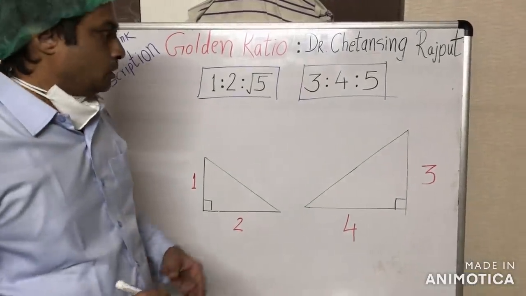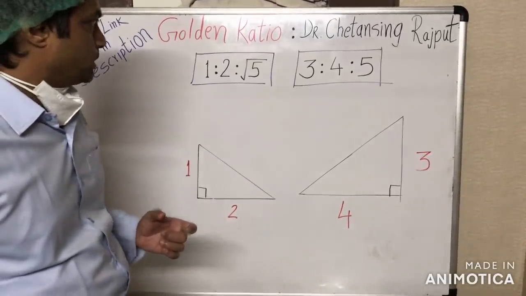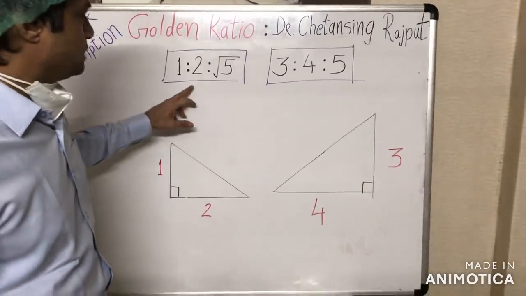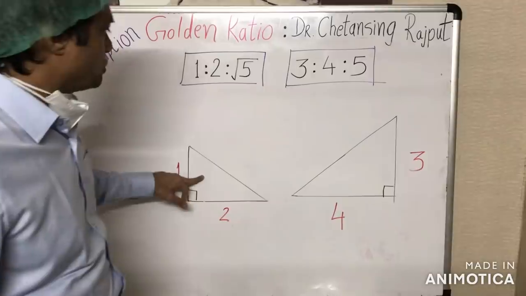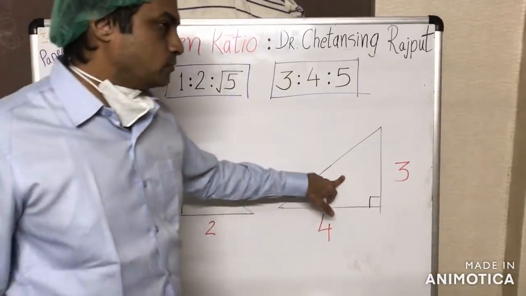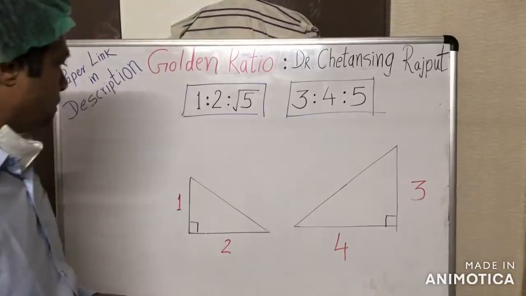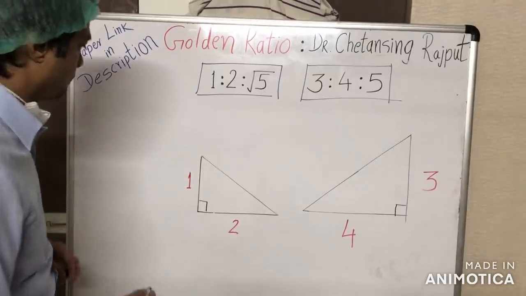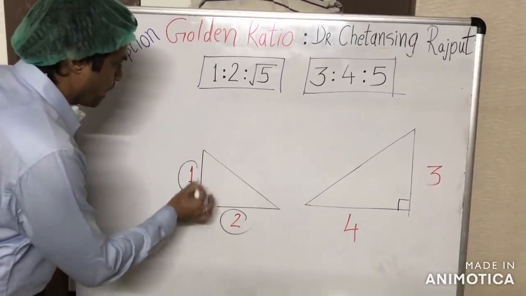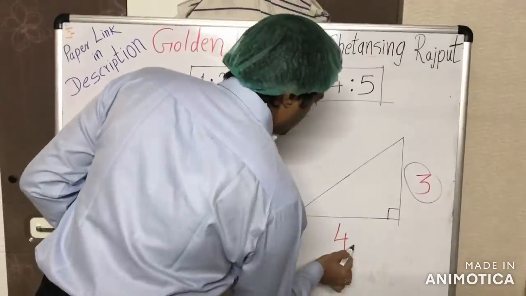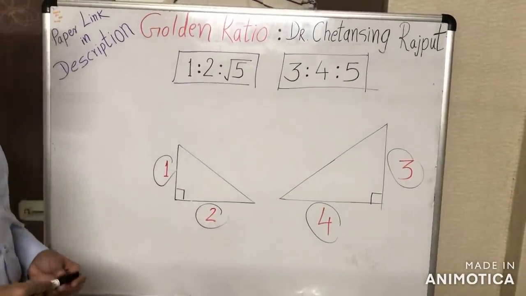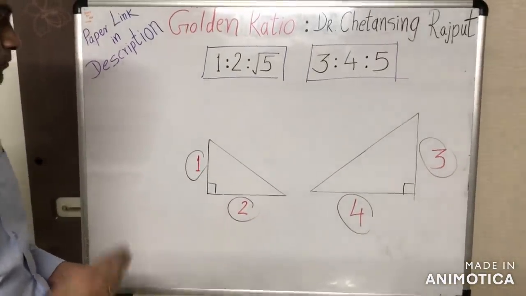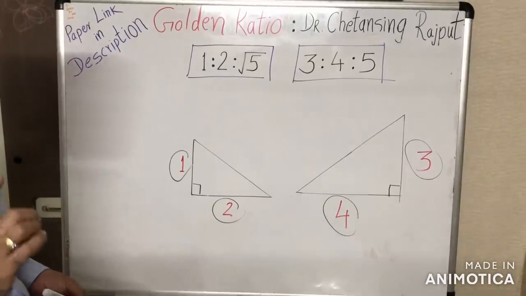Hello. Here, I just want to mention a couple of things regarding the classical geometric relationship between these two triangles, the 1, 2, root 5 triangle and the 3, 4, 5 Pythagorean triple. Look at the catheti of these two triangles: 2, 1, 3 and 4. These are exactly the first four Lucas numbers, the first four terms of the Lucas sequence.